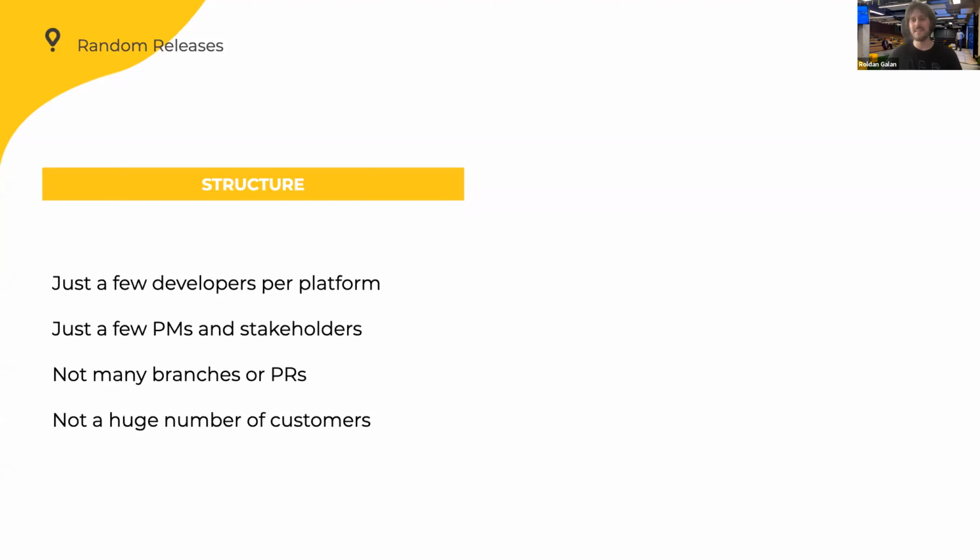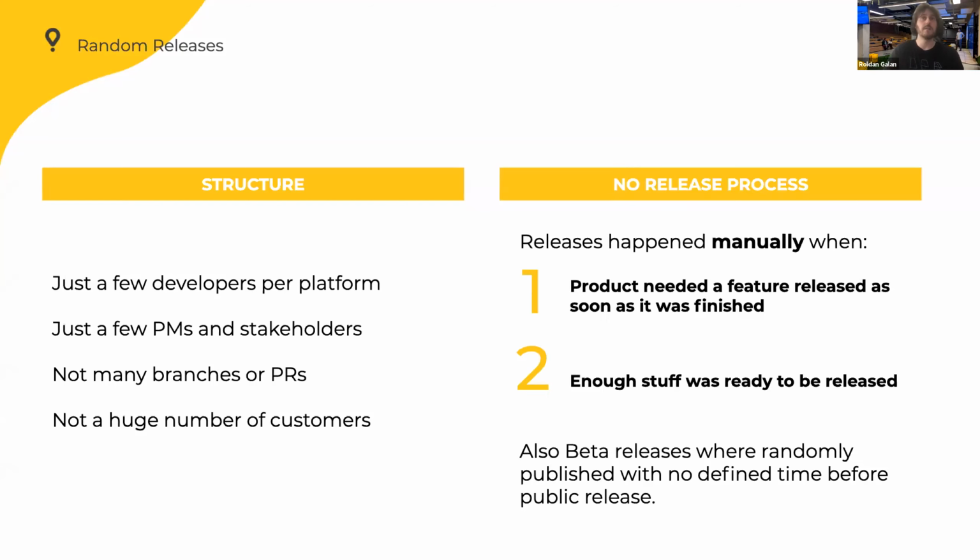We had just a few product managers, just a few stakeholders. Even if we thought we were working fast, we didn't have many branches, many pull requests, we didn't have many conflicts. We also didn't have a huge number of customers. And our release process was no release process.